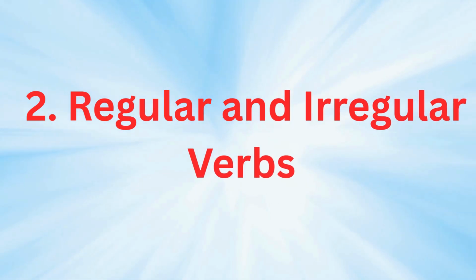2. Regular and irregular verbs. Verbs are classified as regular or irregular, based on how they form their past tense and past participle. Regular verbs follow a simple and fixed rule by adding ed to the base form. For instance, work becomes worked, play becomes played, and clean becomes cleaned. Irregular verbs do not follow this rule, and their past forms change in different ways. Examples include go, which changes to went and gone, eat, which changes to ate and eaten, and write, which changes to wrote and written. Because irregular verbs have no consistent pattern, learners must memorize them through practice.